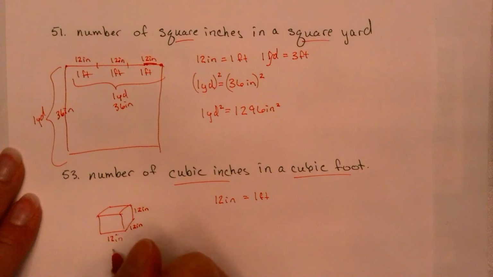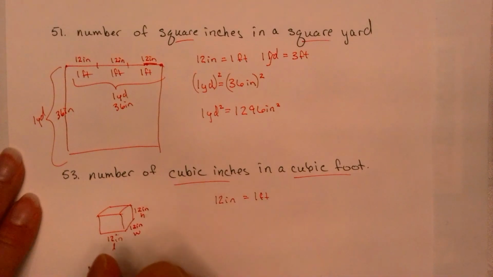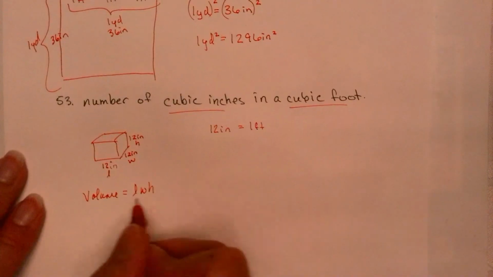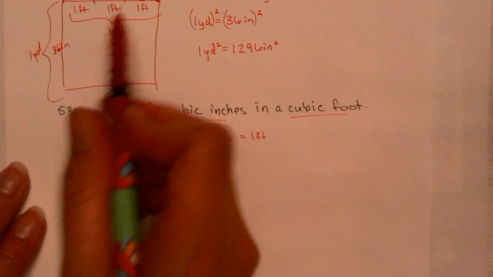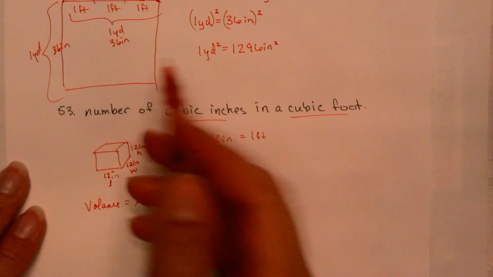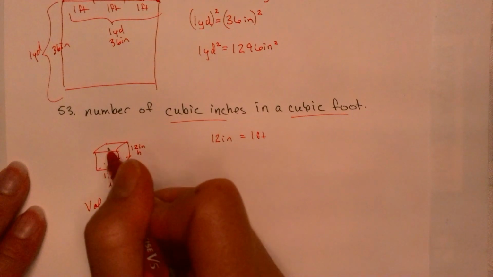So this is like the length, the width, and the height. And we're talking about cubic inches, that's volume. And volume is length times width times height. It's that third dimension. When you do length times width, you're finding the area of the base, and then you multiply by that third dimension height coming out at you. So we'd find the area of this base right in here, and then we'd multiply by the height.